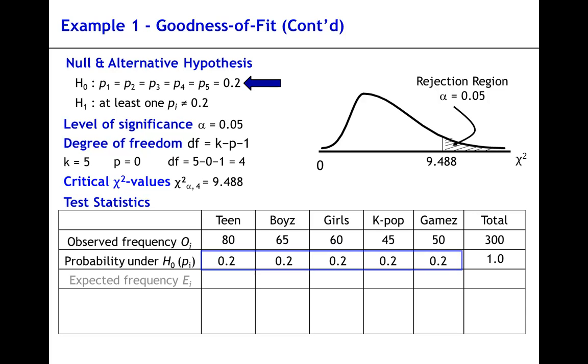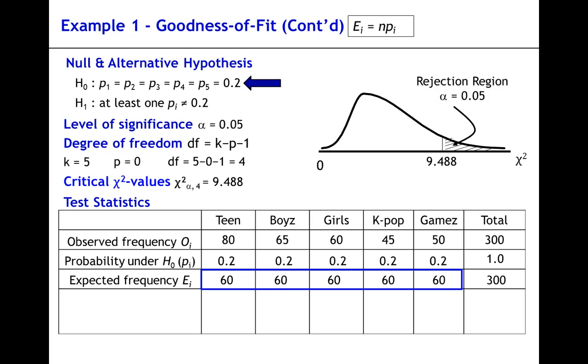To get the expected frequency E sub i, the formula is given as n times P sub i. N is the total sample size of 300. So for the first category, we take n of 300 and multiply by P sub 1 of 0.2 to get 60. For the second category, we take n of 300 and multiply by P sub 2 of 0.2 to get 60. Do the same for the rest. The expected frequencies for all 5 categories should add up to the total sample size of 300.